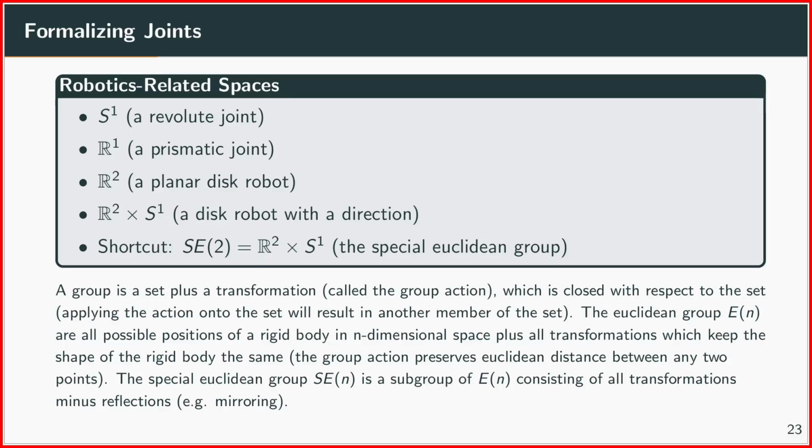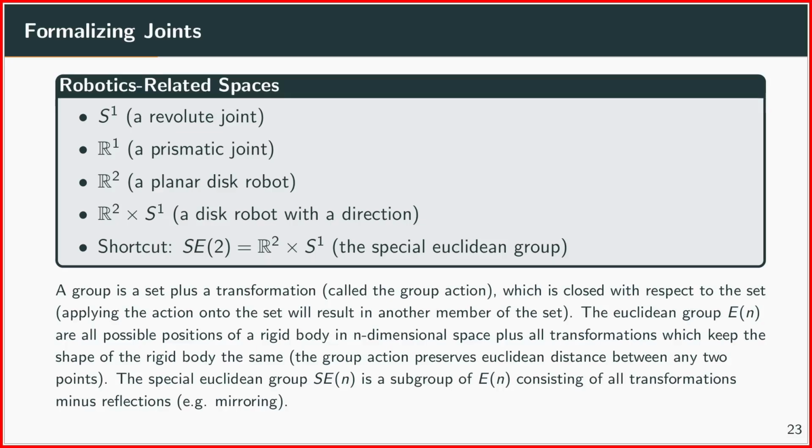Okay, and now we go a little bit more towards robotics-related spaces. So the circle is already a very good space for describing a revolute joint, basically a joint which is just turning infinitely. R1 is a good space for describing a prismatic joint, for example, a drawer opening, something like that. R2 could be the space of a planar disk robot, which is moving around on the floor.